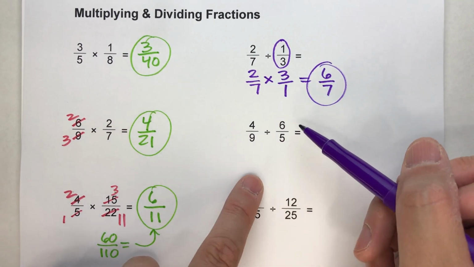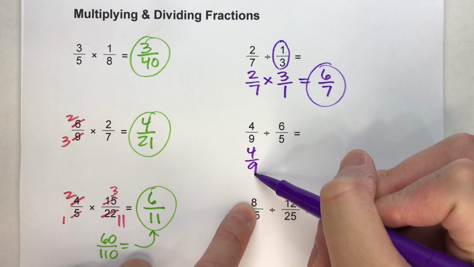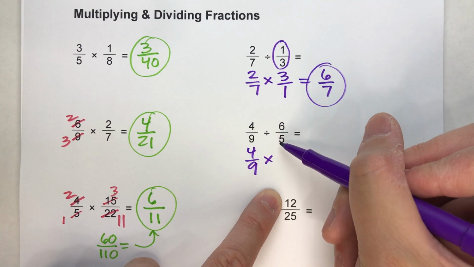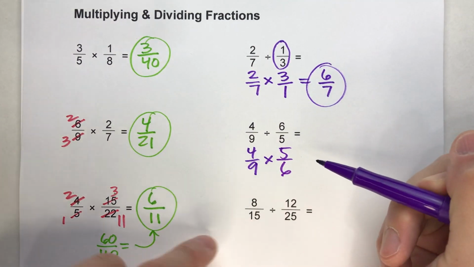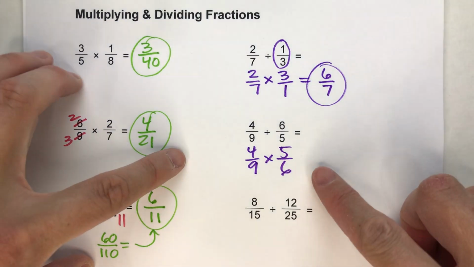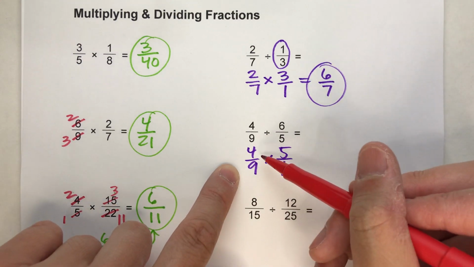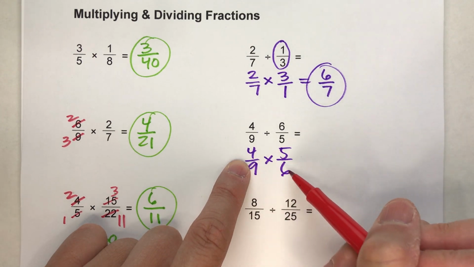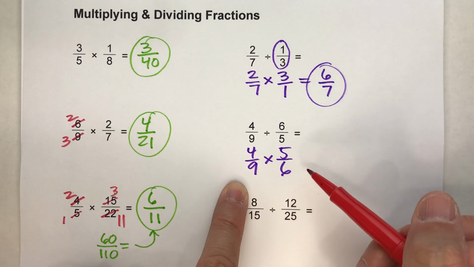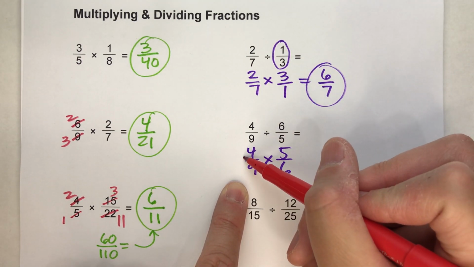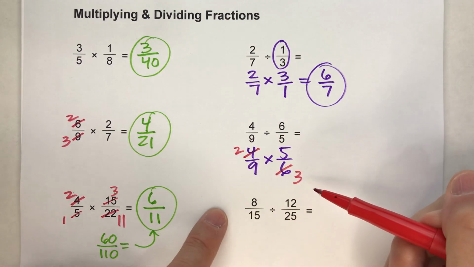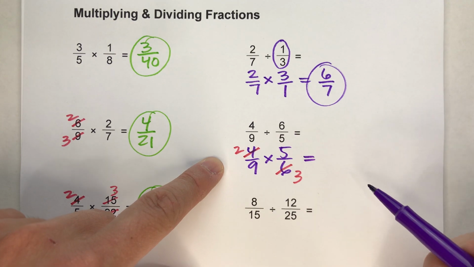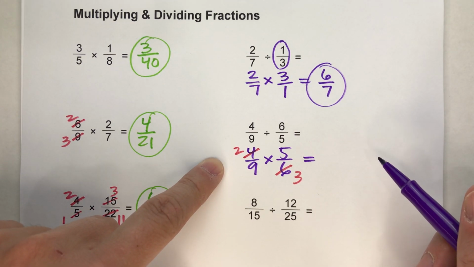Again, we have a division problem, so I keep the first fraction the same. But instead of dividing, I multiply by the reciprocal of the second fraction. So instead of 6/5, 5/6. Now, before I multiply this, I actually can reduce this. Check it out. I can't reduce 4/9, I can't reduce 5/6, but check out diagonally, 4 and 6. There is a number that goes into both 4 and 6, 2. 2 goes into 4 2 times, and 2 goes into 6 3 times. I can't reduce the other way diagonally, so this is as much as I can reduce before I multiply. But now I have smaller numbers, so it's easier to do.